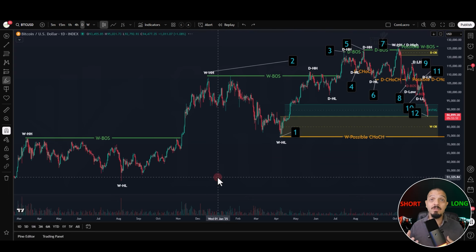This zone is important, but it also demands caution. Price can form a false weekly change of character, sweep liquidity below key levels, and then resume the larger bullish trend. So as Bitcoin moves inside the weekly fair value gap and approaches the order block, stay aware of the possibility of deeper liquidity hunts before any major continuation.